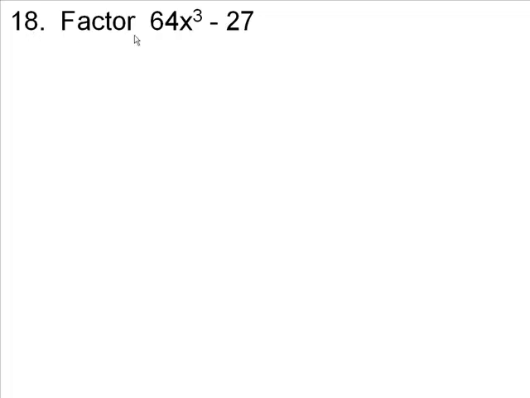Number 18, factor 64x cubed minus 27. Well, if we copy this problem down, the first thing we notice is a number like 64 and 27. These are very special numbers, okay? They are cubes. This is really the difference of two cubes. You say, what do you mean by a cube?